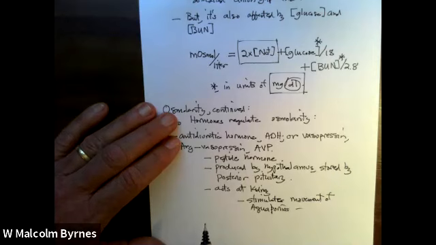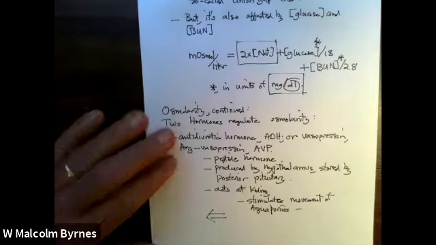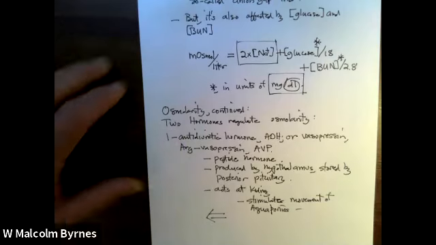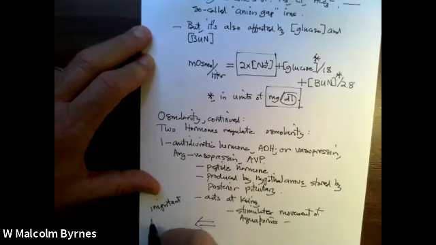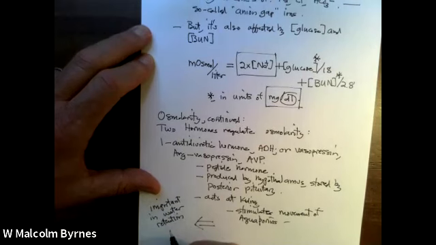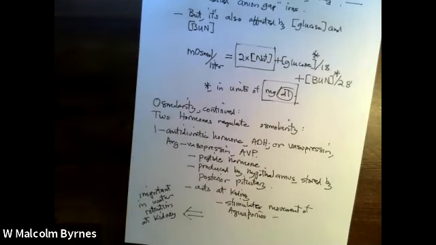And so what is the important role? The important role of AVP is that it's important in water retention at the kidney. Water retention, retention of water.